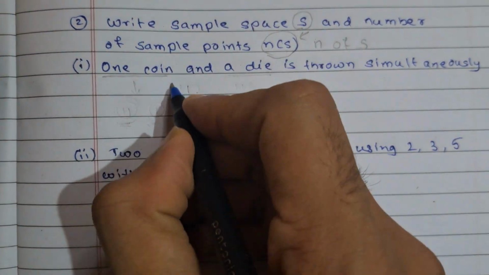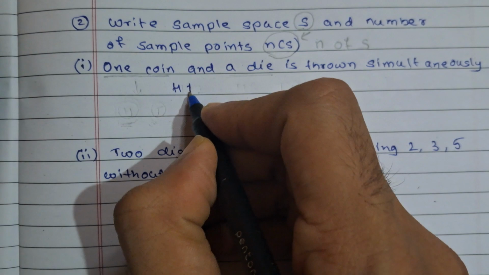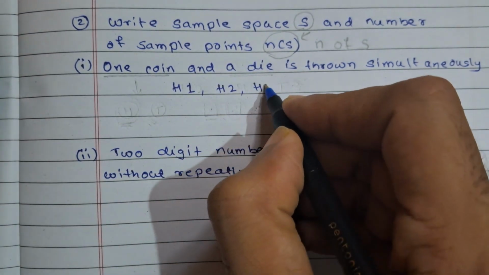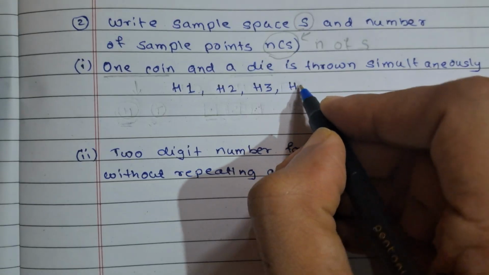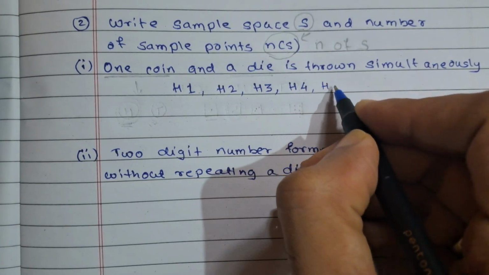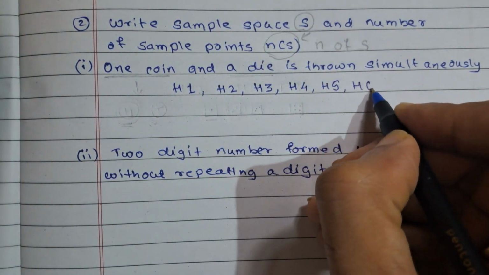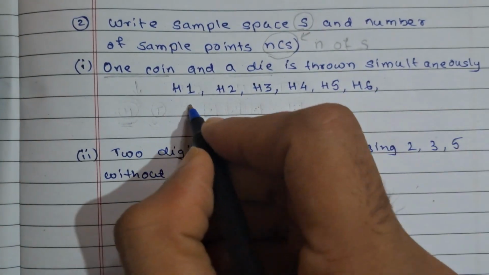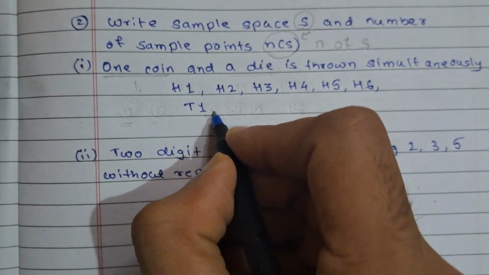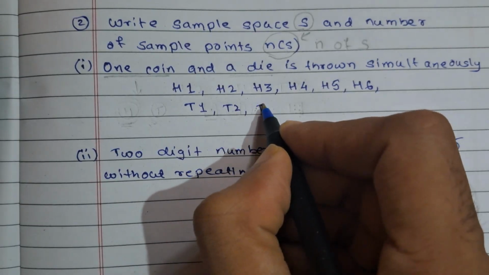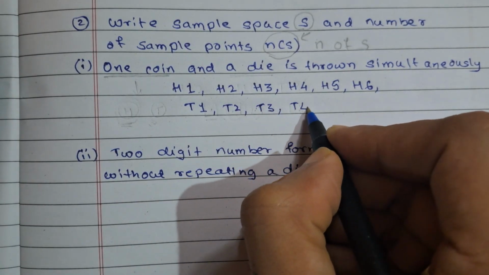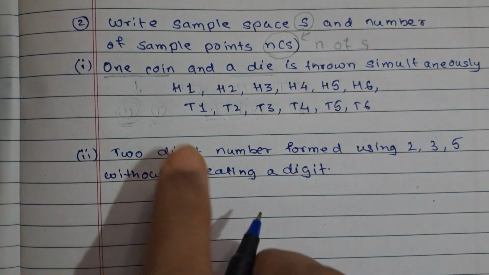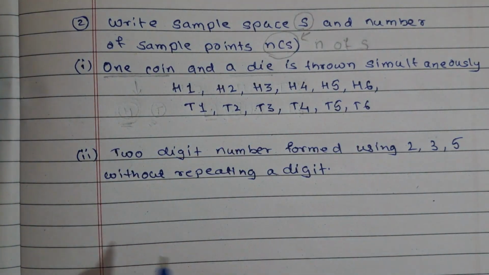So I will say along with head, let's say I got 1, then along with head I could get 2, also along with head I could get 3, also along with head I could get 4, or head and 5, or head and 6. The same thing can happen with tails also, right? I will just write it below. Tail and 1, tail and 2, tail and 3, tail and 4, tail and 5, tail and 6. Other than these combinations, there is nothing else left out, isn't it?